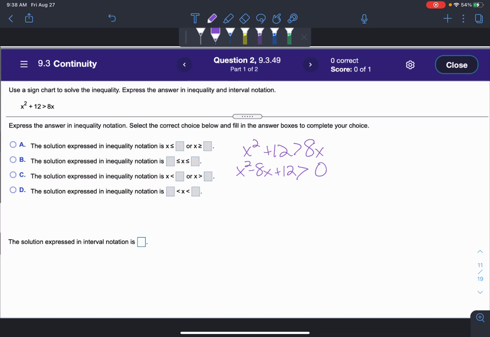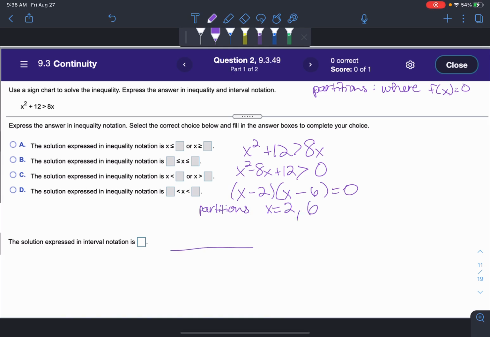And so again, let's find those partitions. Here it's a polynomial again, so we want to know where f of x is equal to 0. If we factor it, we get x minus 2 times x minus 6, and we want to know where they're equal to 0. And so our partitions are x equals 2 and 6.